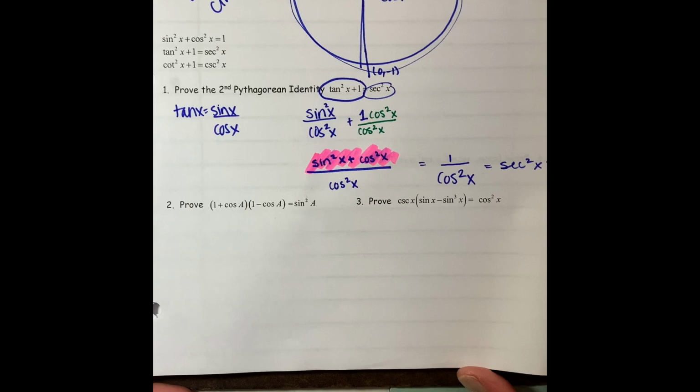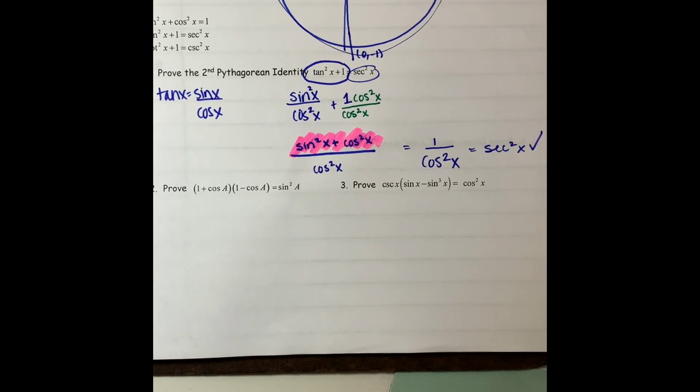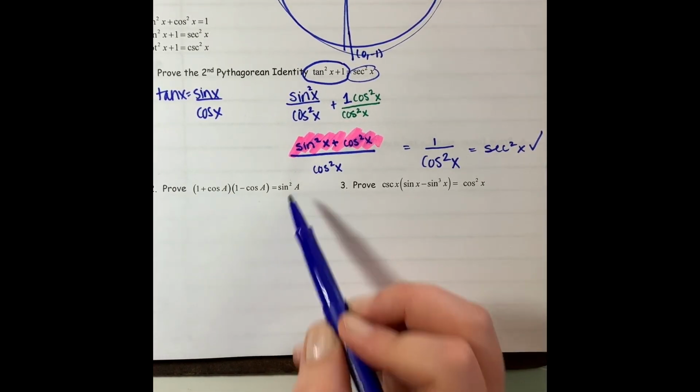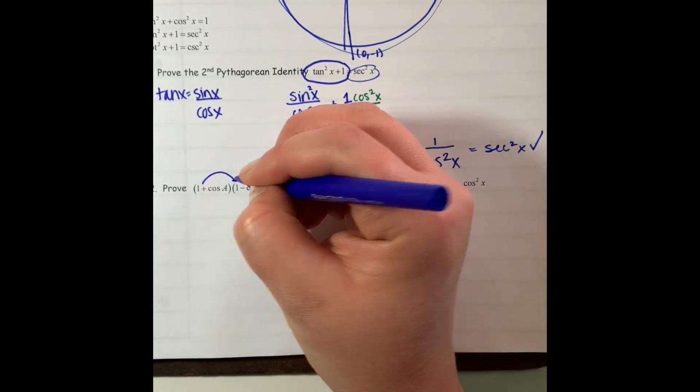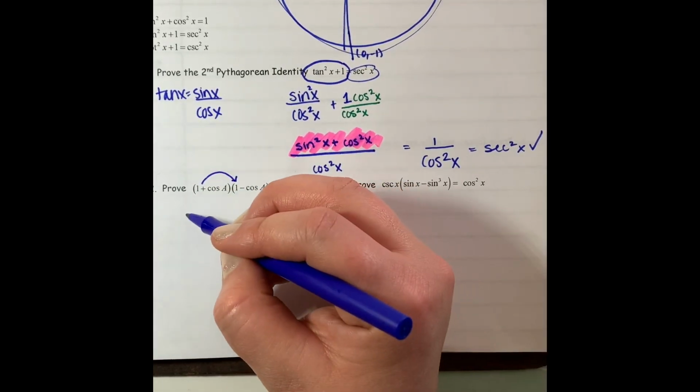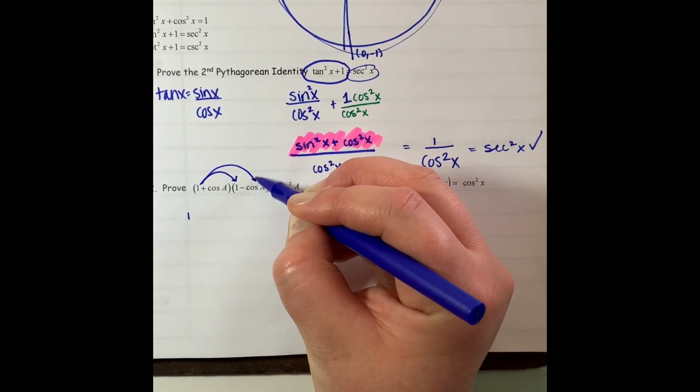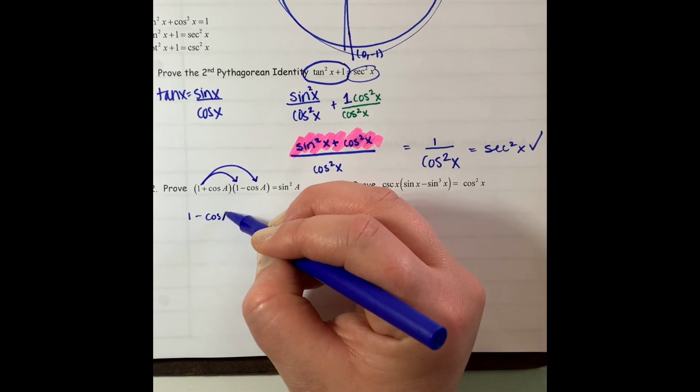All right, let's take a look at number 2. It says, prove that this side equals that side. Well, I see parentheses, so I'm going to go ahead and distribute. So 1 times 1 is 1. 1 times minus cosine A is minus cosine A.